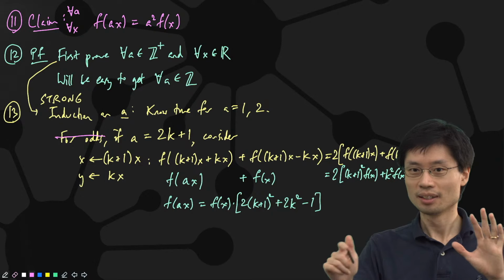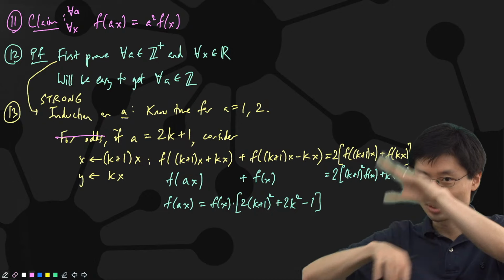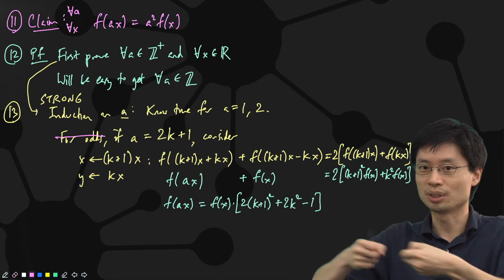Yeah, the strong inductive hypothesis is we are going to assume it for every integer from 1, 2, 3, all the way up to a minus 1. And now we deal with two cases. If a is odd, we do something. If a is even, we do something else. Both of them will reduce us to smaller values.